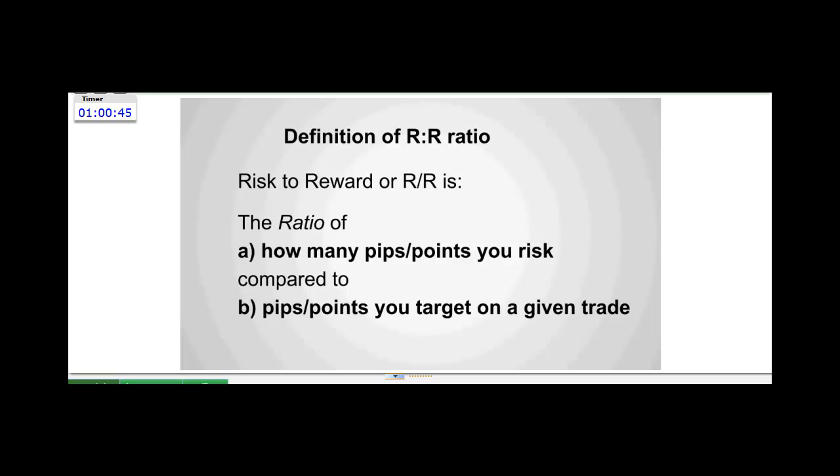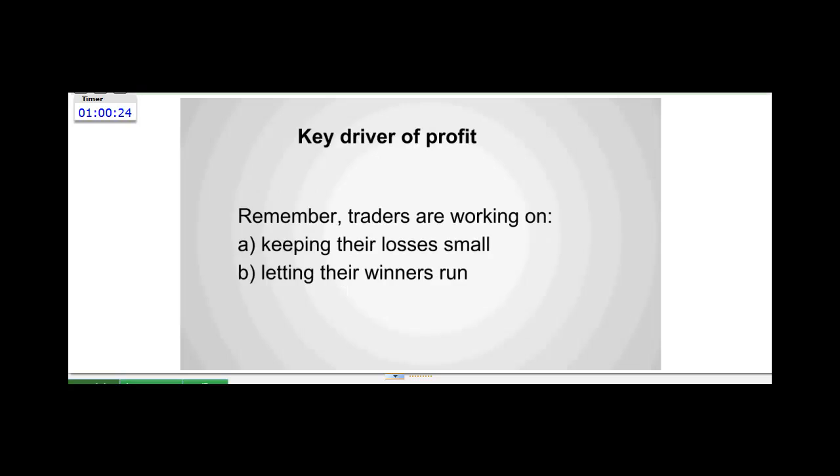So one more time, the definition. I already actually, in my enthusiasm, explained that, but it's the ratio of how many pips and points you're risking, or reward actually, right? Depends how you say it, reward to risk or risk to reward. I hear both, but compared to the pips you target at any given time. So that's basically the key driver of profit, right?